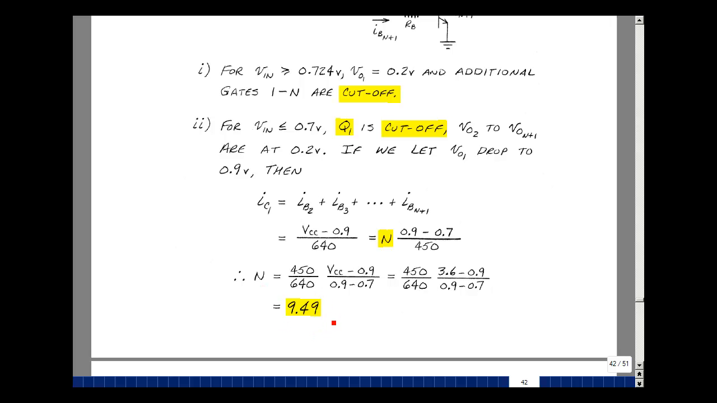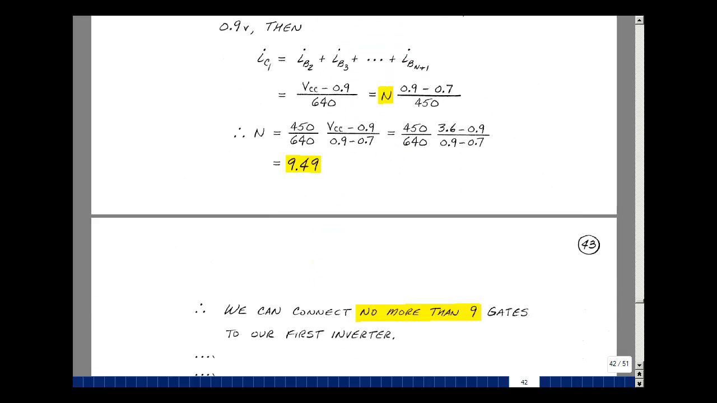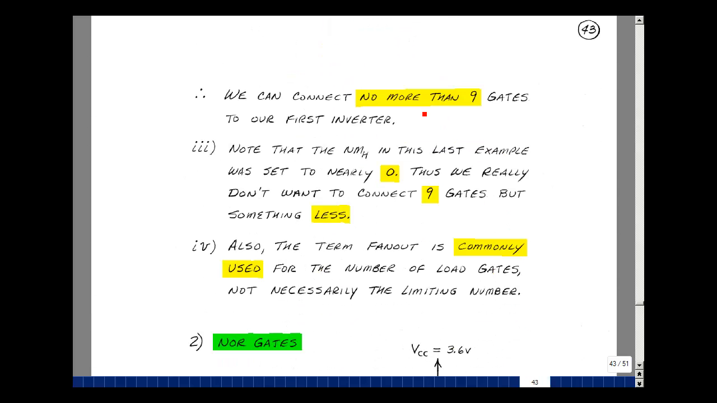Now you can't have a 0.49 gate. You would have to round down this number, so the number of gates that you could hook up would be 9 or less. With this last example, if I were to hook up 9 gates, my noise margin high would be dropping from 2.7 volts to something near 0 because I'm drawing current through that collector resistor of the first gate. In reality, you may not want to hook up 9 gates but something less, depending on how much noise you need to tolerate.